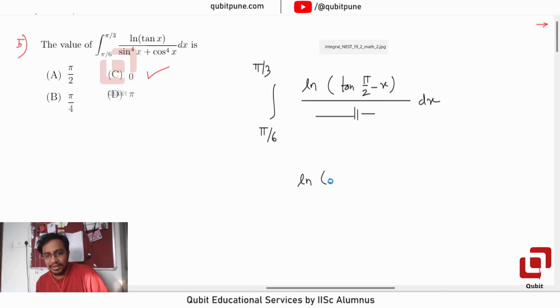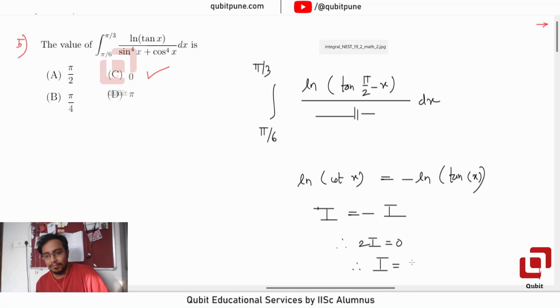Now the key thing is this. First you have to understand that tan of pi by 2 minus theta is cot theta, which is negative of ln tan. So basically we get I equal to minus I. So 2I will be 0, I will be 0. Correct, so option C is right.